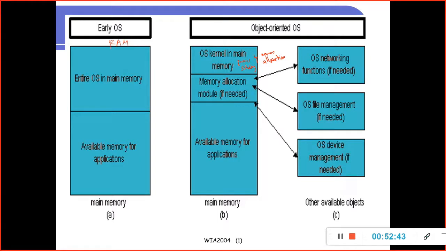These are the important jobs, the kernel jobs for the current OS, the object-oriented OS. Then the memory allocation module if needed, and available memory for applications. So OS networking functions if needed, OS file manager if needed, and OS device manager if needed. So this is very flexible in a way. It doesn't take a lot of space for the current OS in the RAM. So you have a lot of slots to run your applications. Okay.